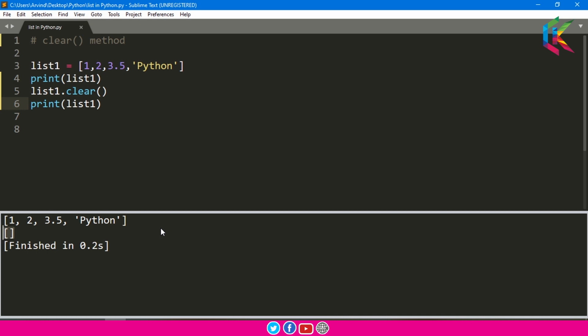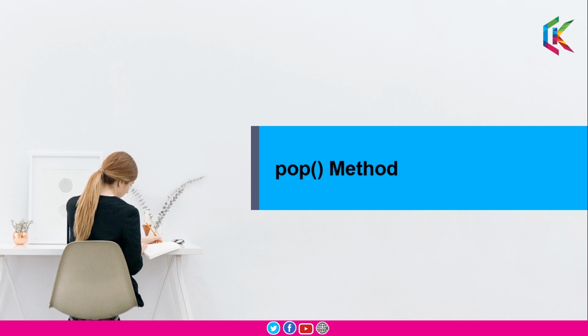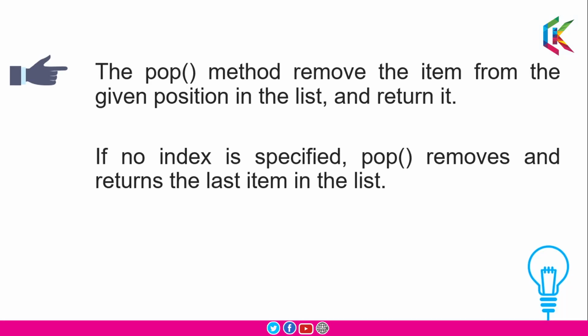So let's move on to the next topic, and that is pop method. So guys, let's discuss pop method. So the pop method removes the item from the given position in the list and returns it. If no index is specified, pop method removes and returns the last item in the list. So let's open up the Sublime Text.